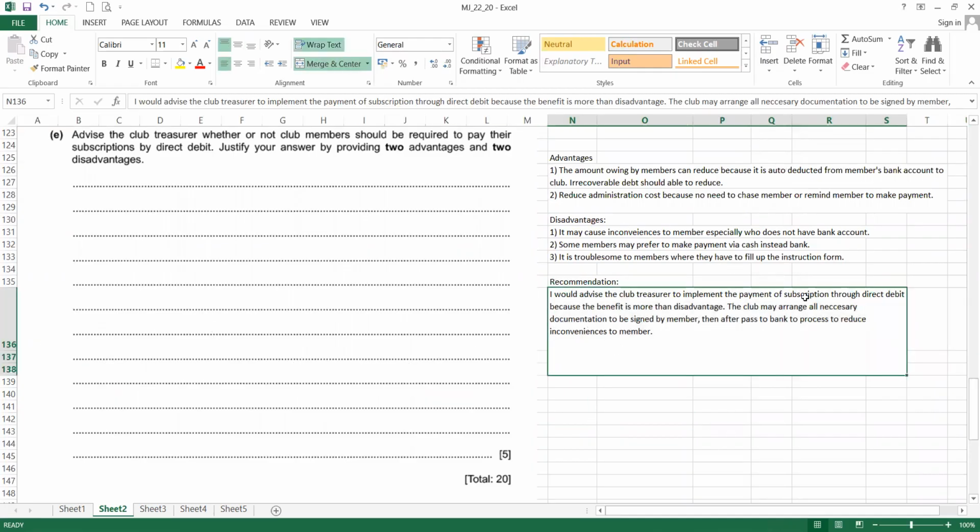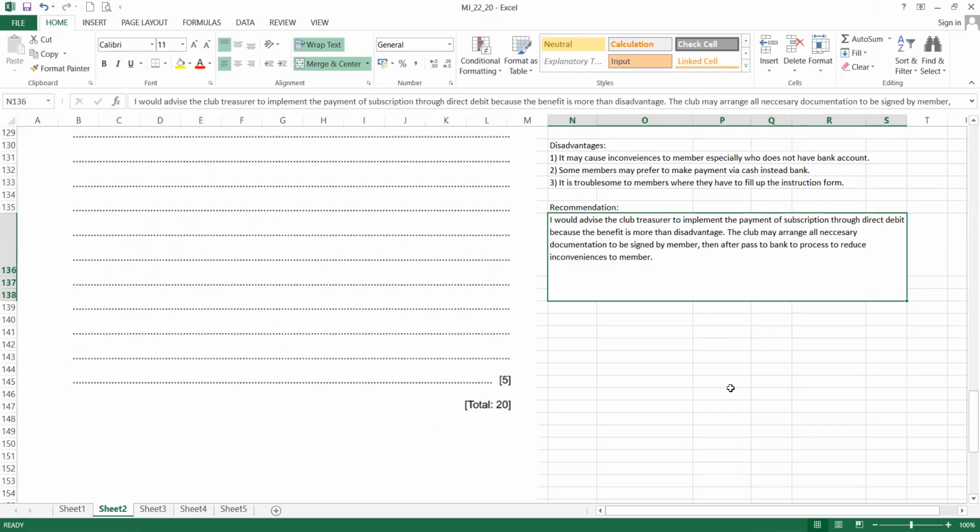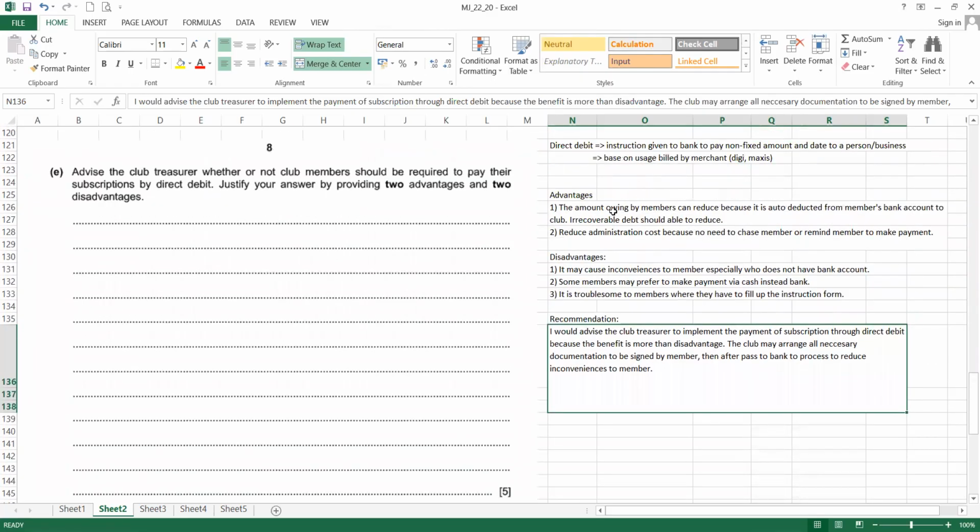Okay, so this is the recommendation I put. I support the club treasurer using direct debit for the payment. And I suggest one more sentence: the club should arrange all the necessary documentation to be signed by members, then after that, pass to the bank for processing, so as to reduce inconveniences to the members. So that is the answer that I will put. Put in advantages, disadvantages, recommendation. That is a normal practice that we should do.